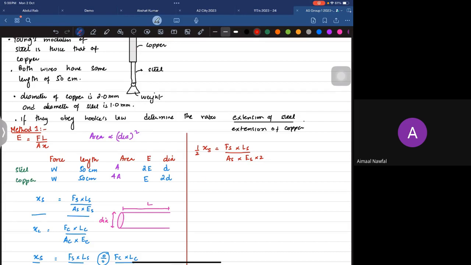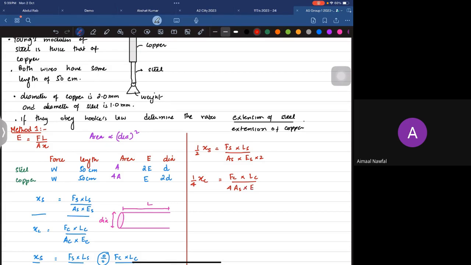Now for the other one, copper. Force of copper is the same, length of copper is the same, area is 4 times the area. So what can we do? We have to multiply 1 by 4 here. Because 4 is divided on the other side, it is inversely proportional. If we multiply area by 4, the extension will be a quarter. Is it clear? Yes. And Young modulus is this.